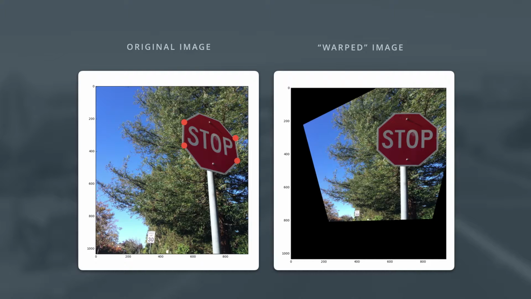And in this case, we're selecting points that define a plane on the surface of the stop sign. And we'll also select where we want those same 4 points to appear in our transformed, often called warped, image. Then we can use OpenCV functions to calculate the transform that maps the points in the original image to the warped image with a different perspective.